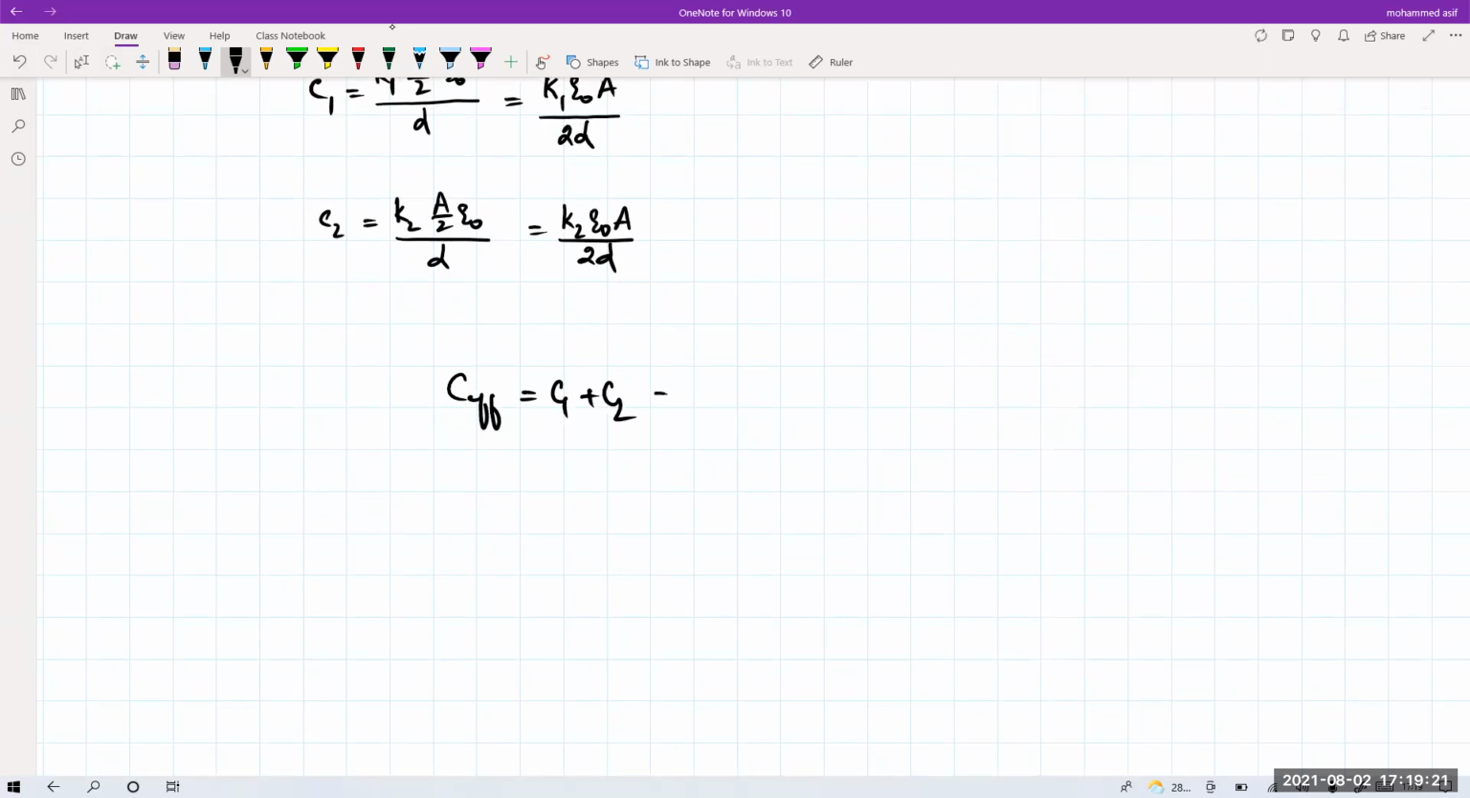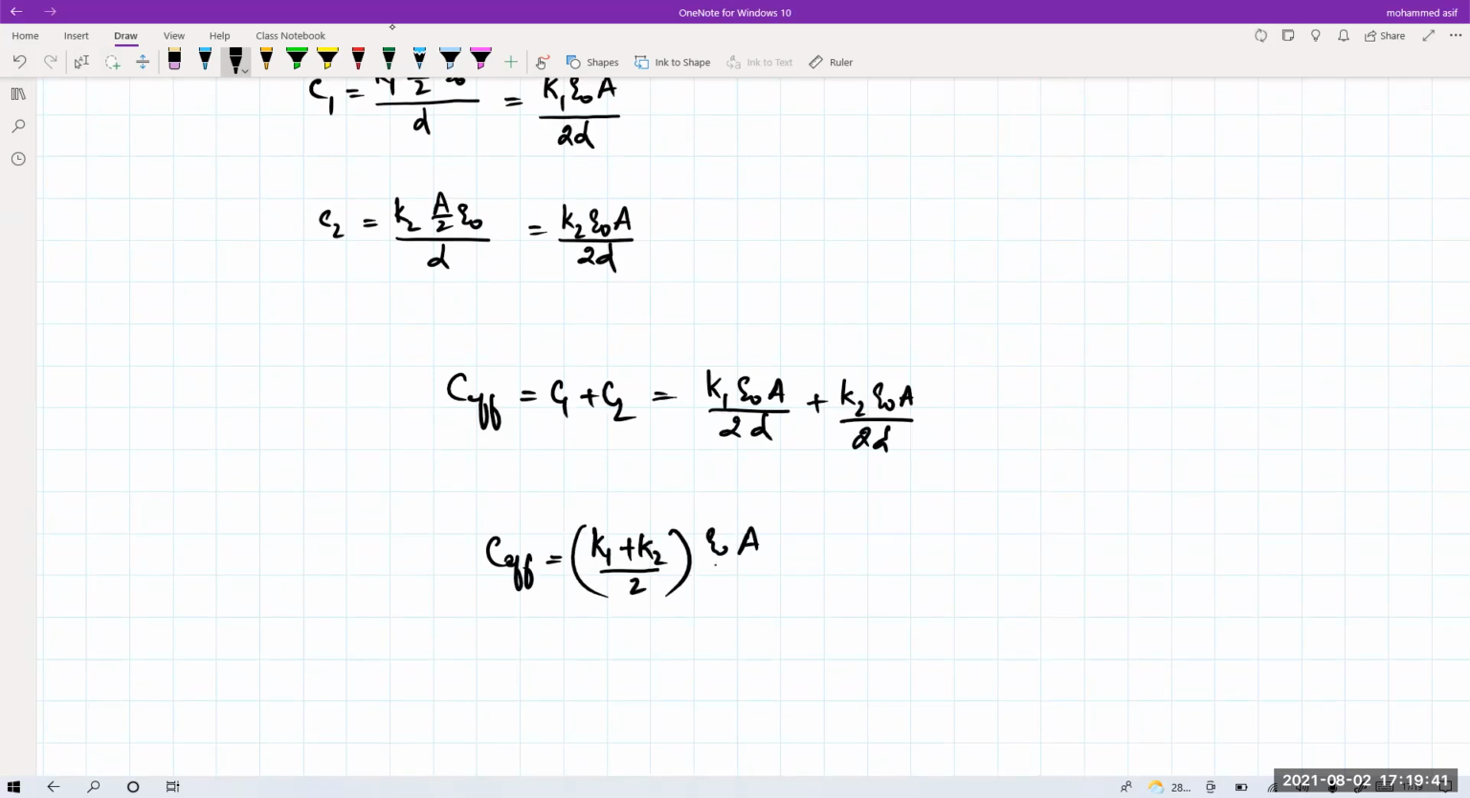So C1 is K1 epsilon naught into A divided by 2D, plus K2 into epsilon naught into A divided by 2D. So C effective will be equal to, we can take epsilon naught A common, divided by 2, epsilon naught into A by D will be common. So this will be the answer. Down we can take 2D also common.